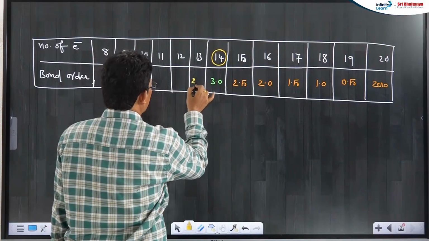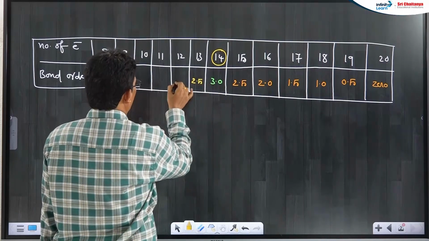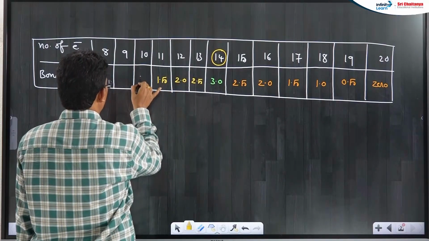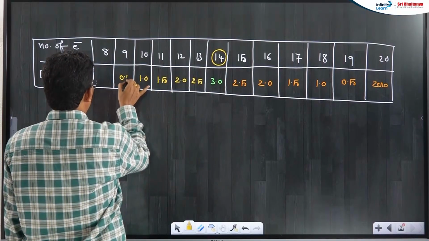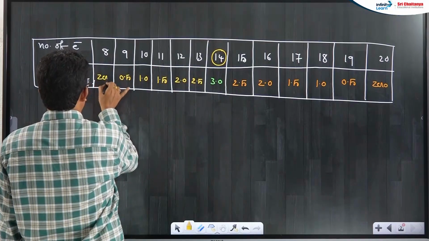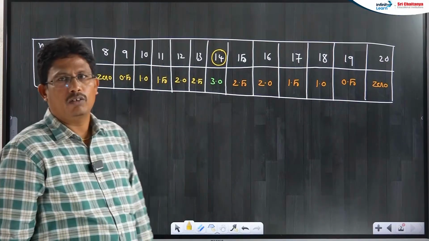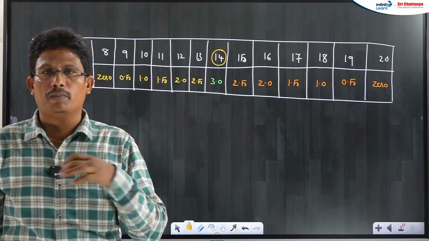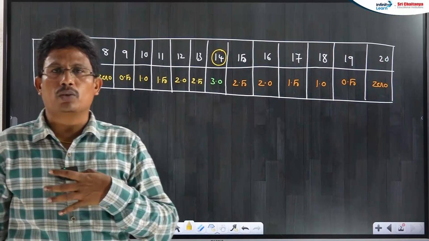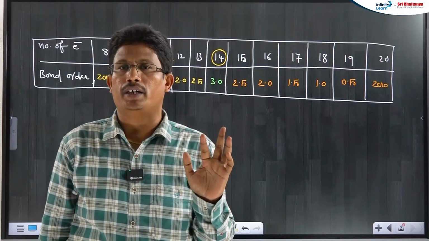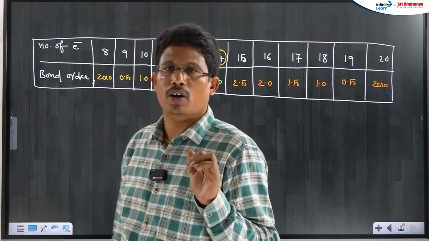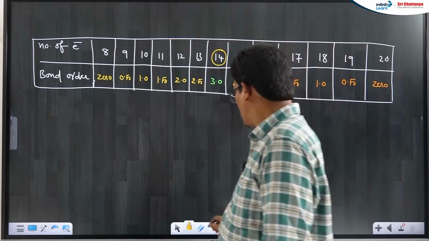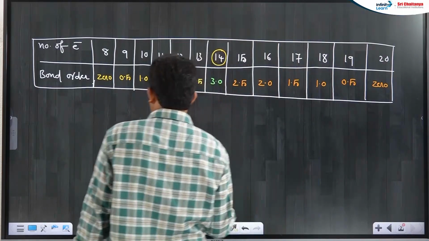For 13 electrons, bond order is 2.5, 12 electrons 2, 11 electrons 1.5, 10 electrons 1, 9 electrons 0.5, 8 electrons 0. The molecule with 8 electrons does not exist. It is a very important shortcut for objective questions, to solve them without writing the configuration. Without writing the N2 and O2 configuration, we can identify the bond order easily. I am giving some examples.